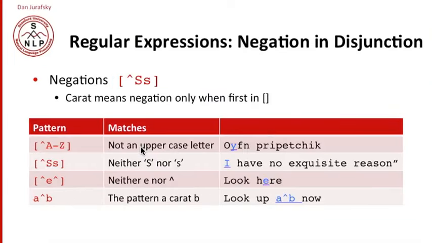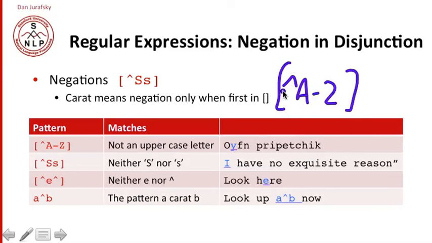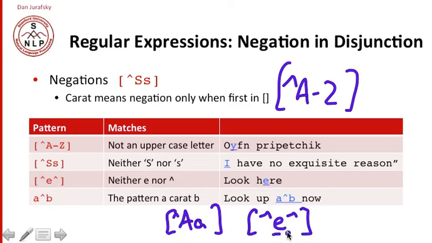Another kind of thing we might want to do in our regular expressions is negation in our disjunctions. We might want to say we don't want some kind of set of letters. So for example, we might want to say not a capital letter, and we can do that by saying caret A through Z in our square brackets. Caret, when it occurs right after the square bracket, means not. Caret A through Z, not a capital letter. Caret A, little a, means neither a capital A nor a little a. And caret E, caret, means not an E and not a caret.